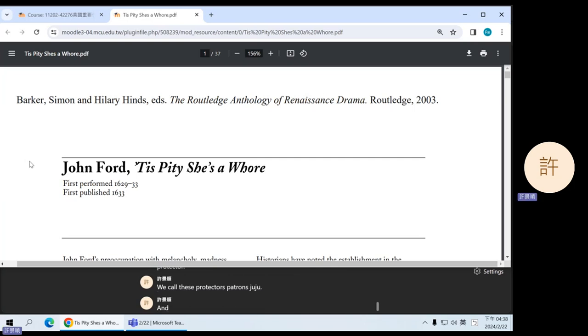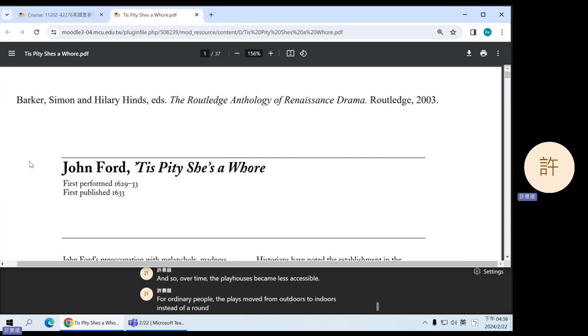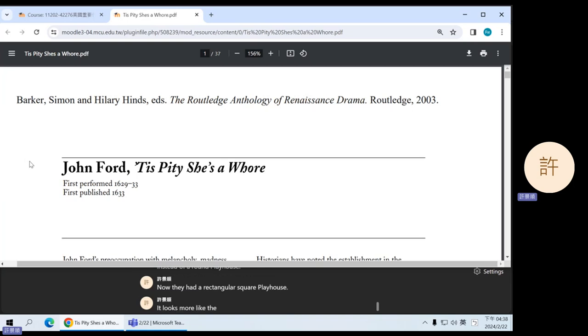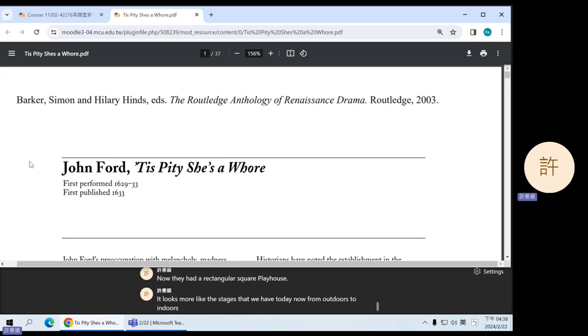And so over time, the playhouses became less accessible for ordinary people. The plays moved from outdoors to indoors. Instead of a round playhouse, now they had a rectangular square playhouse. It looks more like the stages that we have today. Now, from outdoors to indoors, this was a problem because this was before electricity.